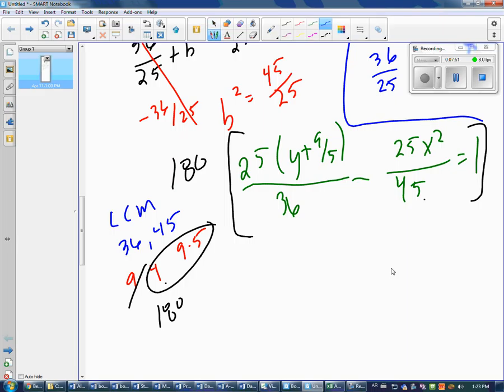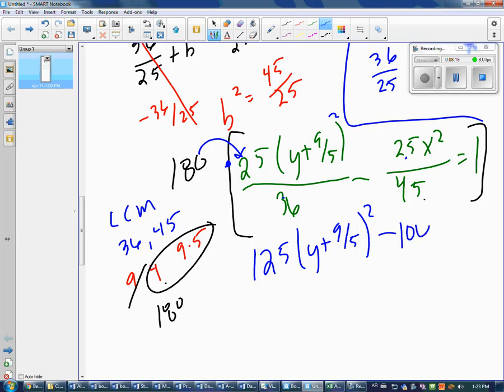So to multiply this through, I'm going to do 180 times 25 in my calculator. And I'm getting 4,500, and then I'm going to divide it by the 36, which gives me 125. This stuff right here, I did 180 times 25, and then divide by 36. And then the same thing, I'm going to do 180 times 25 again, so 4,500 again, divided by 45 is 100. And I also multiply the 180 on the right side.